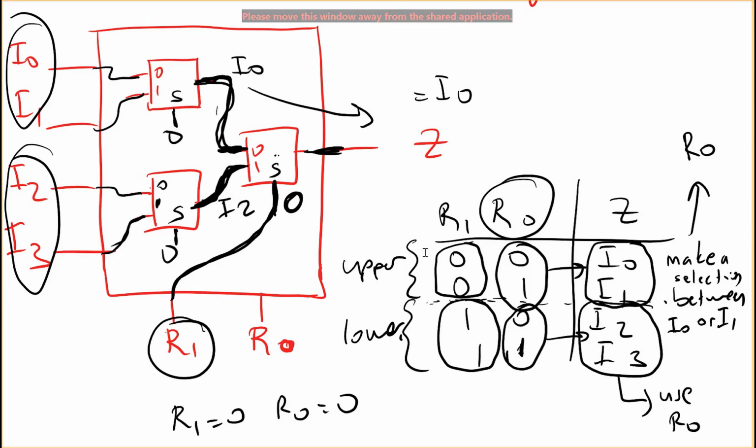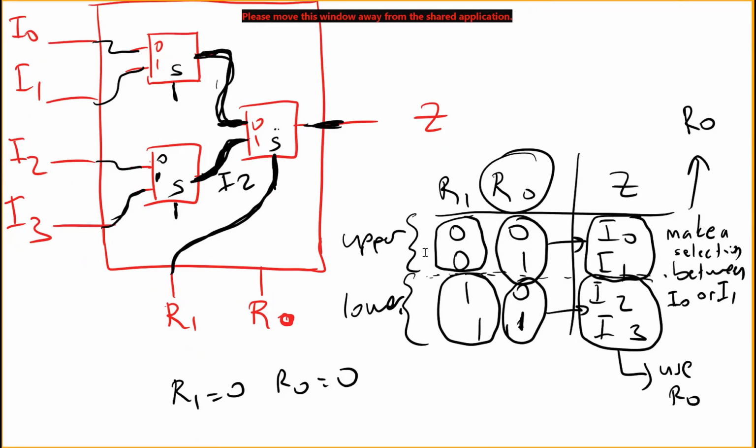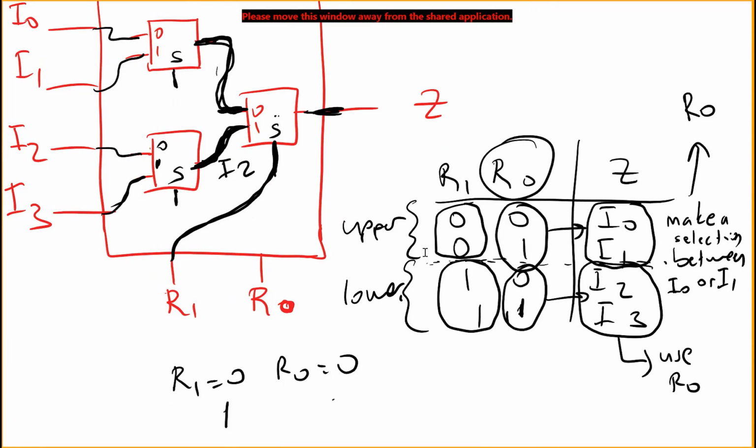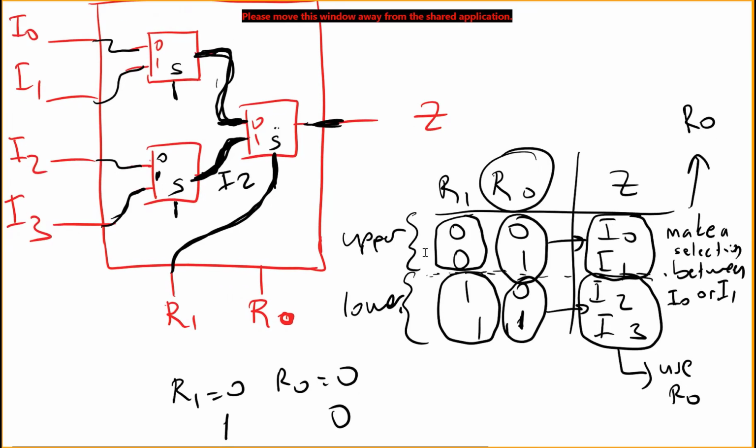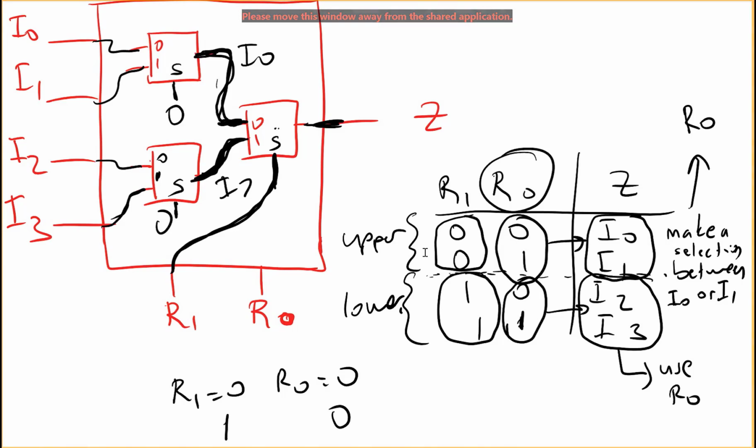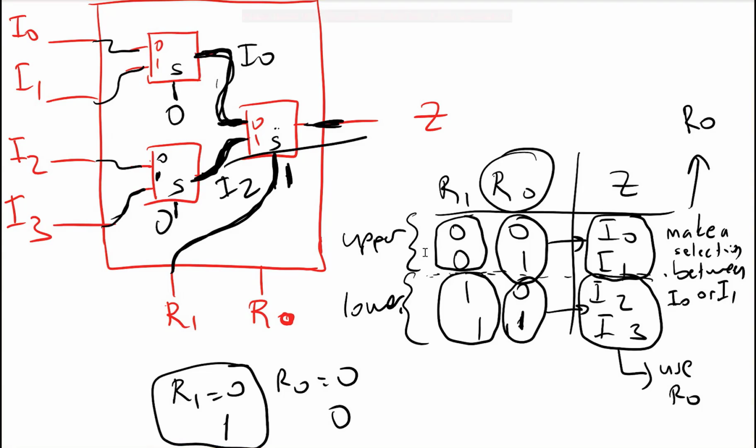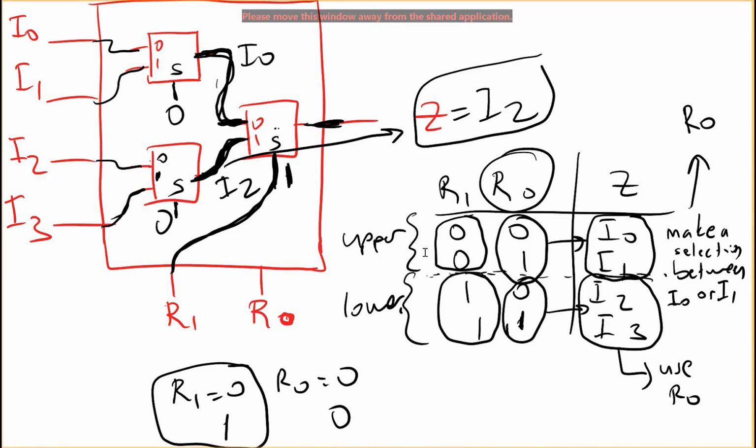Let's do just another case and see that it is working. Let's say in this case I select 1 and 0. So if R0 is 0, I have I0 here and I have I2 here again. But now R1 is 1, so I have a 1 here. Then this I2 goes to Z. So Z will become I2 in this case, if R1 is 1 and R0 is 0.